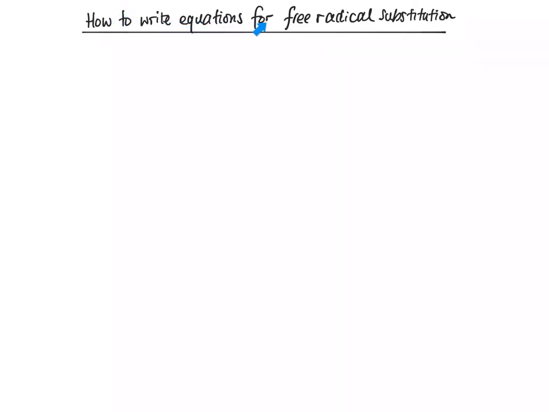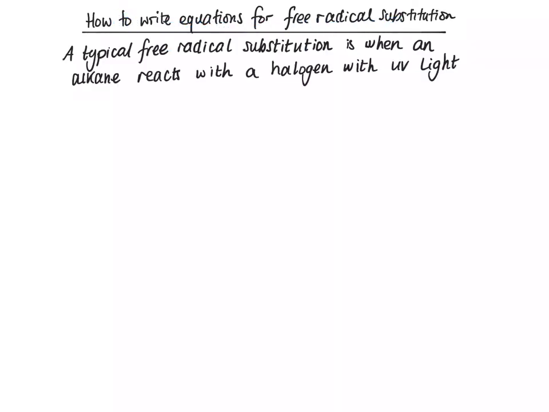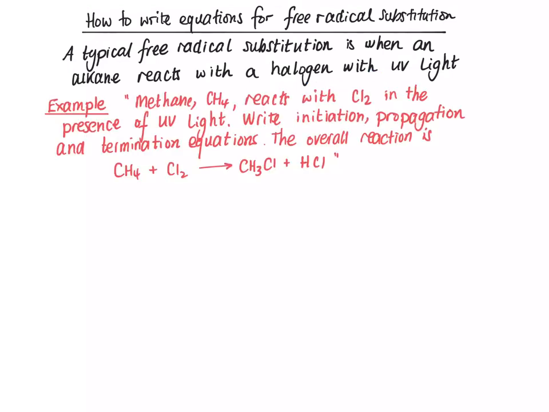How to write equations for free radical substitutions. So a typical free radical substitution reaction is when an alkane reacts with a halogen with UV light. So a typical question is, methane, CH4, reacts with Cl2 in the presence of UV light. Write initiation, propagation and termination equations. The overall reaction is CH4 plus Cl2 goes to CH3Cl plus HCl.